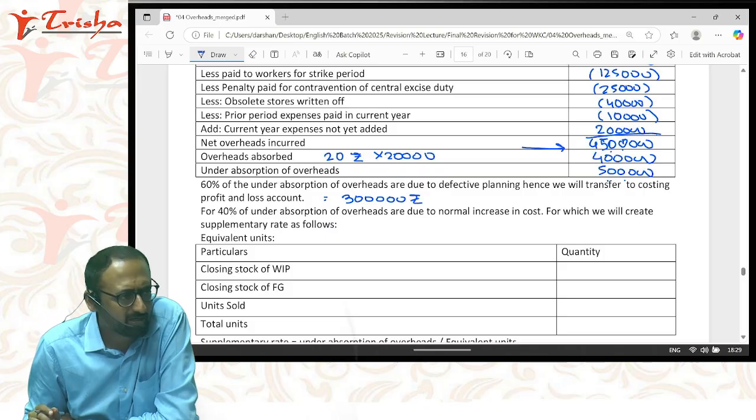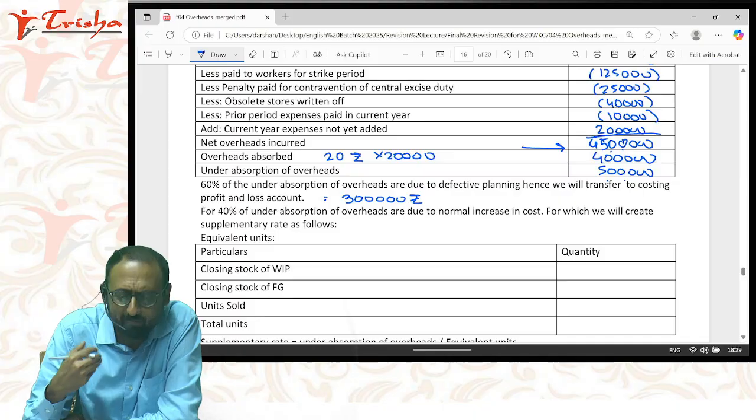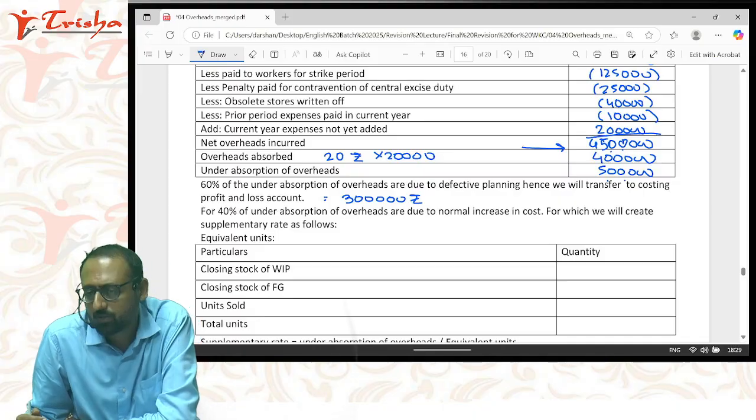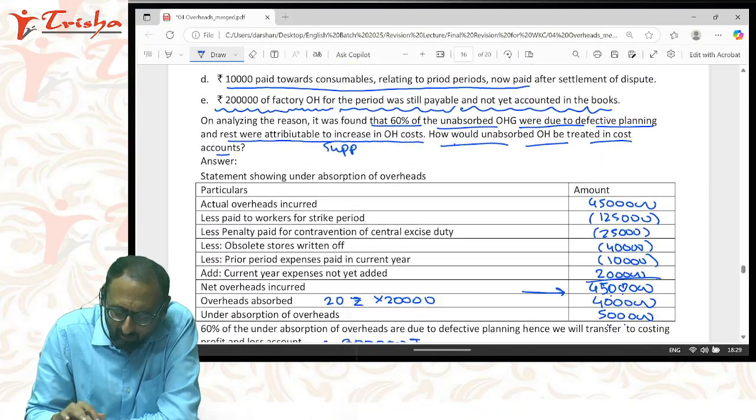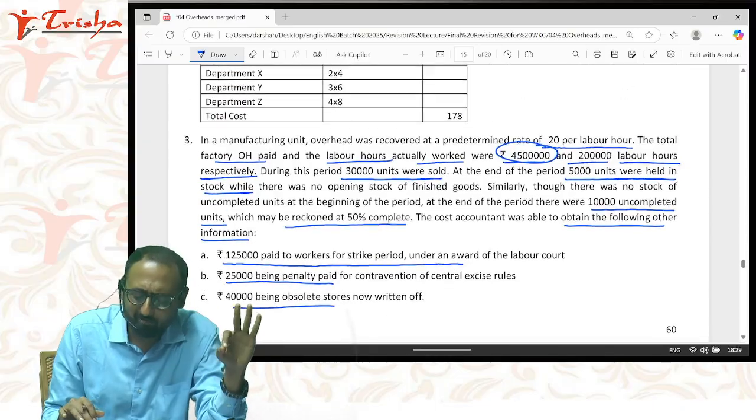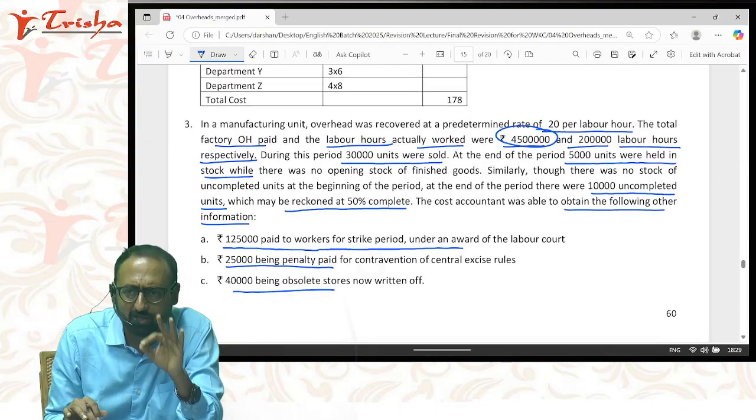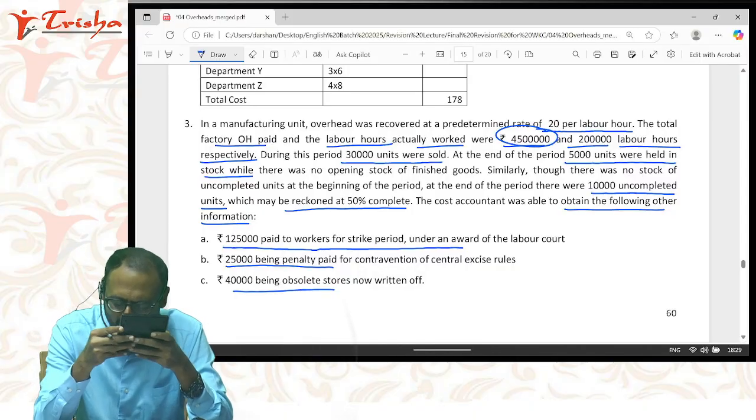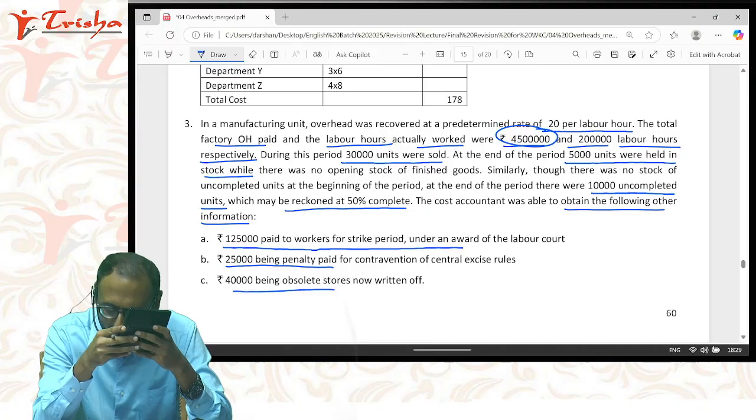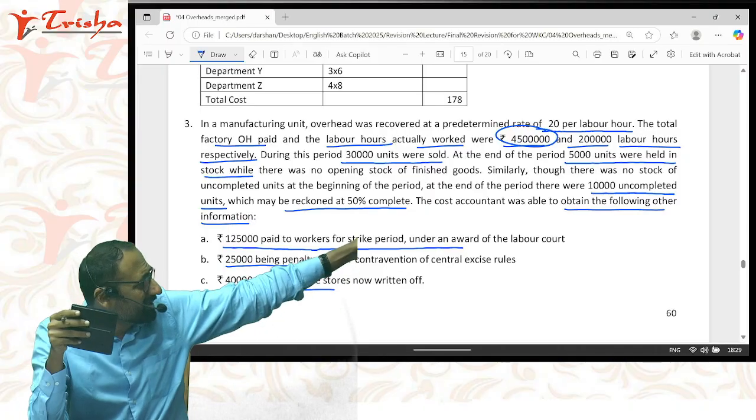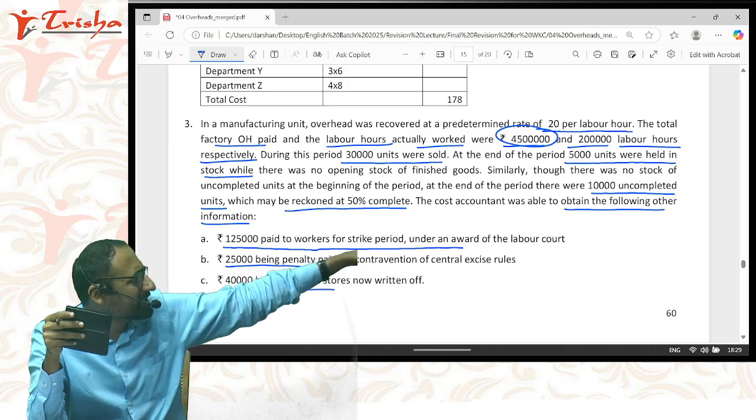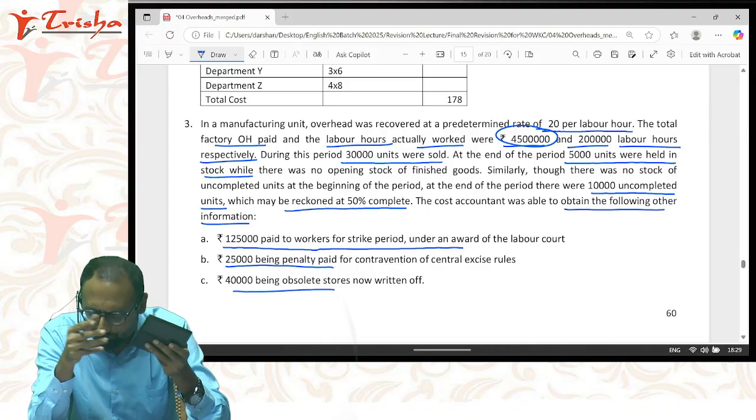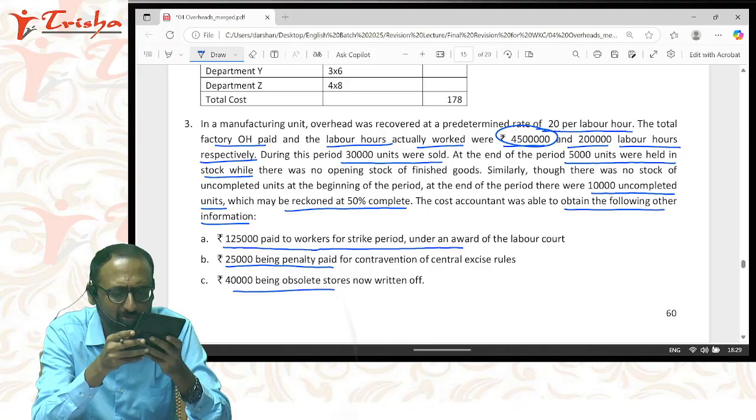For 40% of under absorption, which is because of normal increase in cost, you will have to calculate the overhead absorption supplementary rate. For that supplementary rate, you need three things: closing stock of WIP, closing stock of finished goods, and units sold. Read and calculate. Closing stock of finished goods is given, 5,000. Closing stock of work in progress is given, 10,000, which is 50% complete. Number of units sold given in the question is 30,000.